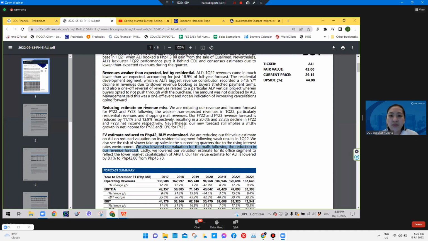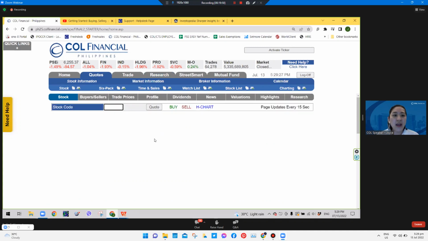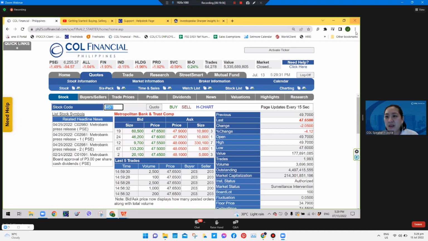Okay, so now that you have seen what we're going to buy, for example, in this scenario, let us assume that we will be buying Metrobank here. Okay, so next thing, once you are done with the research, let's close this now. Once you're done with the research, you now have to read the prices for this. Okay, so let's go to quotes here, and just put in MBT for Metrobank. Okay, so now I'm going to teach you guys how to read quotes, how to read prices.